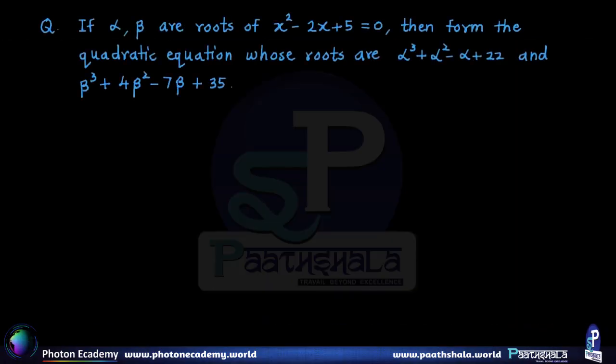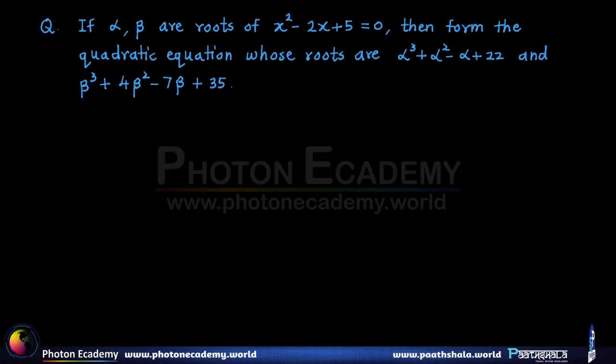Now let's see the next question. If alpha and beta are the roots of x square minus 2x plus 5 equal to 0, then form the quadratic equation whose roots are given by these particular expressions. Now we are given the cubic expressions, so that means we have to somehow simplify and evaluate these expressions to get some value of them so that we can form the corresponding quadratic equation.